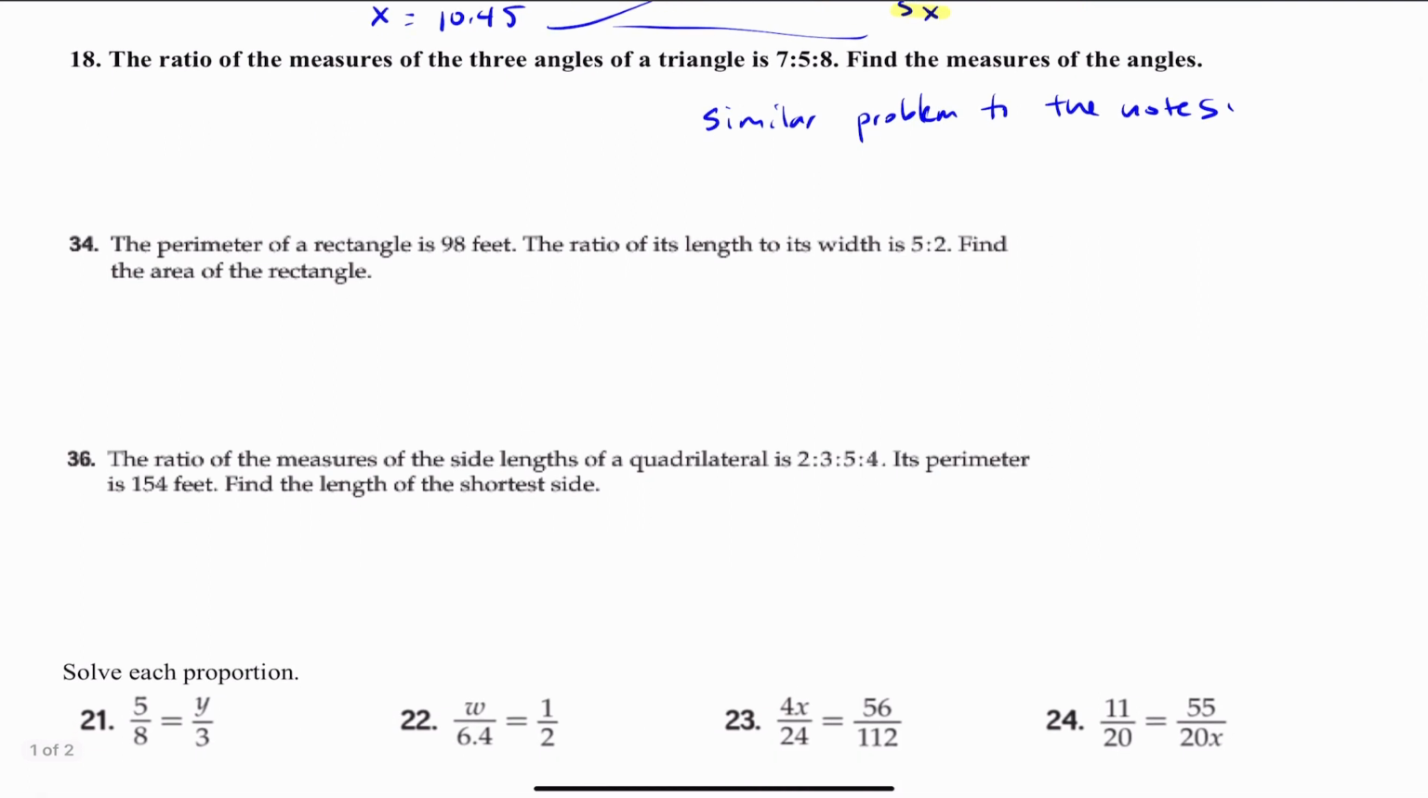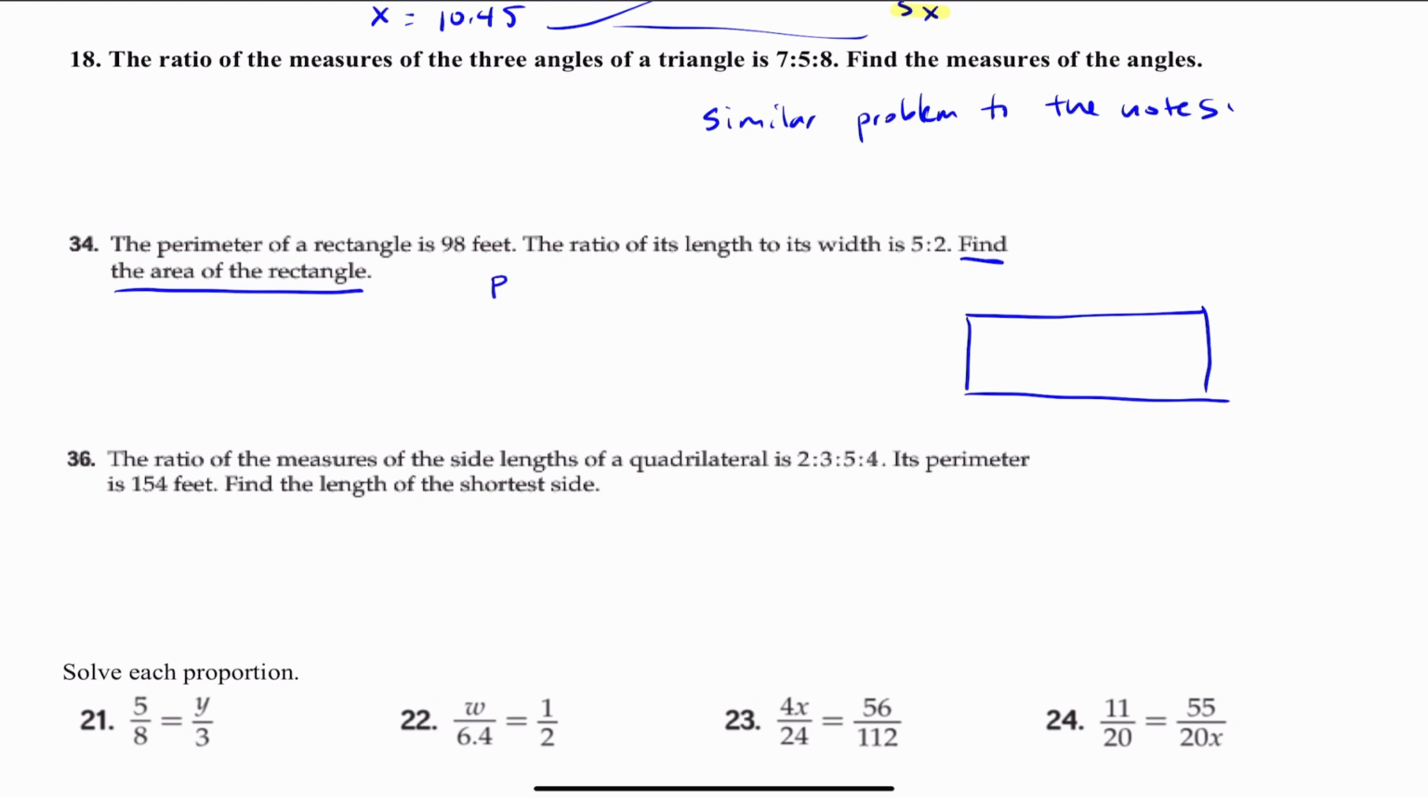And then here we've got, the perimeter of a rectangle is 98 feet. The ratio of its length to its width is 5 to 2. Find the area of the rectangle. So it's so important that you are reading these problems and not jumping ahead and making conclusions. You have to read these word problems very, very carefully. So we don't have a rectangle drawn out for us, but we're going to do that anyways. We know that the perimeter of a rectangle is 98 feet.